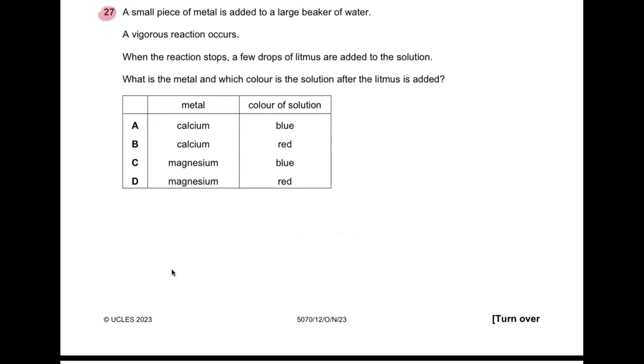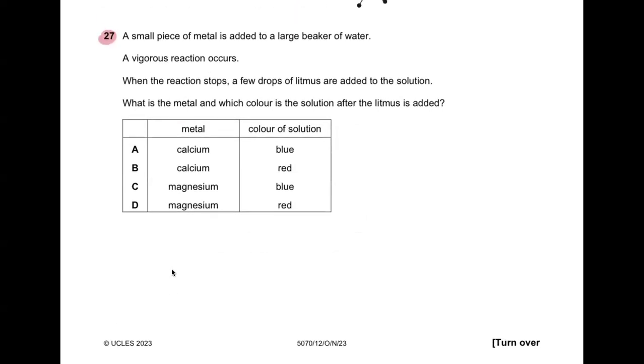Now MCQ number 27. A small piece of metal is added to a large beaker of water, and a vigorous reaction occurs. So it might be group 1 or group 2. When the reaction stops, a few drops of litmus are added to the solution. What is the metal and which color is the solution after the litmus is added? We have beryllium, magnesium, and calcium. Obviously calcium is going to be the most reactive, more reactive than magnesium. So over here, C and D go wrong.